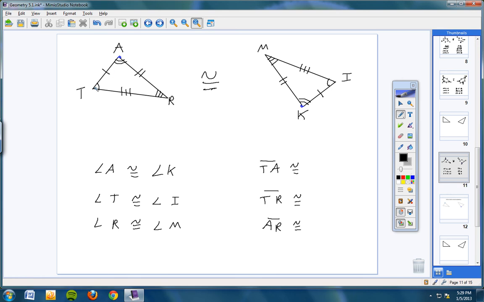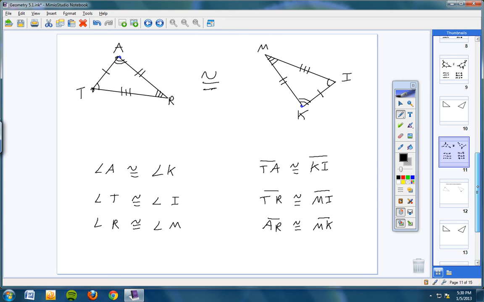Notice side TA. Do you see the T right here in the A? It has 1 mark. This whole side has 1 mark through it. So come over here and find the side that has 1 mark. There it is. And that's side KI. Do the next 2 on your own, please. Very good. Okay, hopefully you're getting this all right.